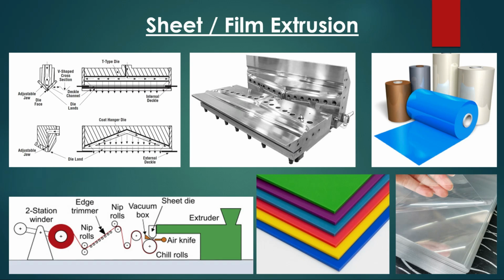And in sheet and film extrusion, we'll get the plastic sheet laminated. You can see here this type of plastic sheets we get, and this T type die we use generally to form such types of sheets.